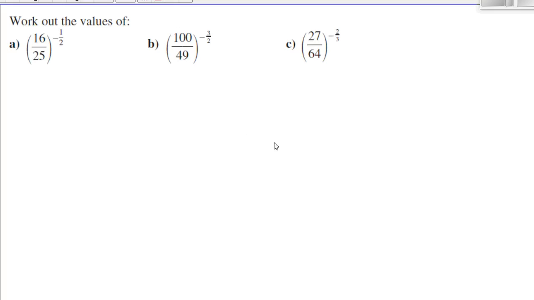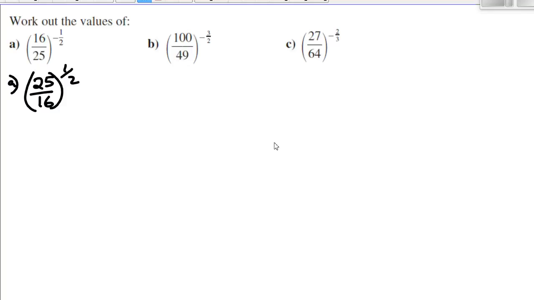I'll look at the last example and share a few tricks on how you can solve this kind of question. So A, to solve this kind of question, what you need to do is, first of all, get rid of the negative power. So we'll have 25 over 16 to the power a half. So the first step that I did was to get rid of the negative power by swapping the numerator and denominator.